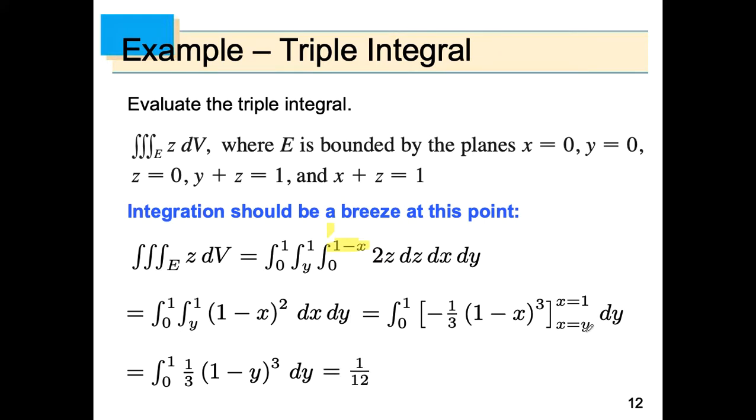And then finally, you integrate this with respect to y. And that's very simple because this is just simply going to be, you can expand this using Pascal's triangle and then integrate it term by term or however you wish to do this. And you should end up with 1/12.